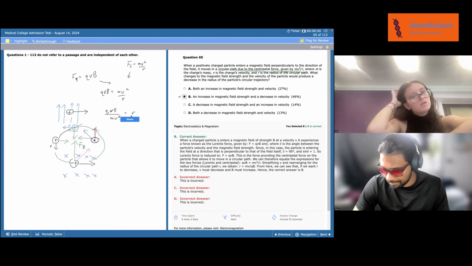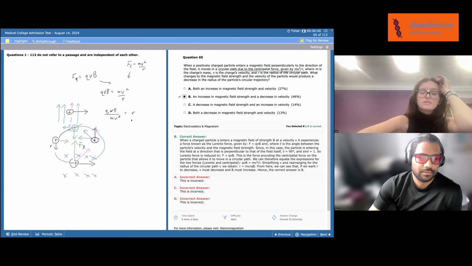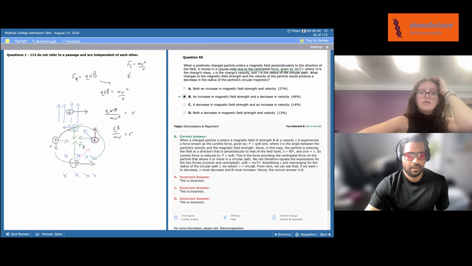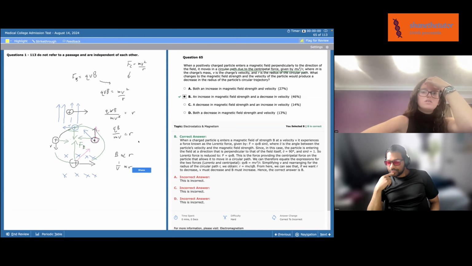And then if B goes up but V stays the same, then R would be greater. So we can see that B has a direct proportion to R, and V has an inverse. Exactly. Oh, okay. So just B. Got it.